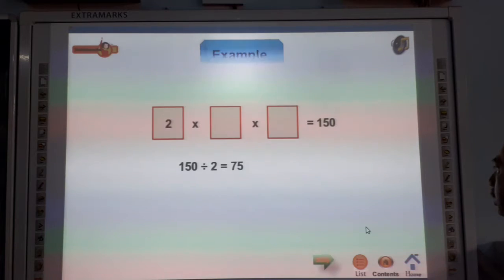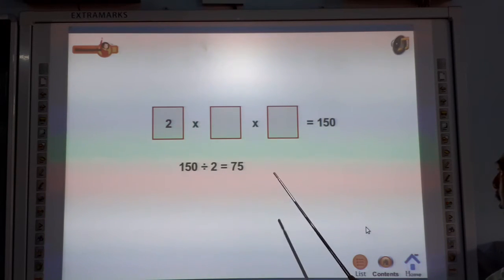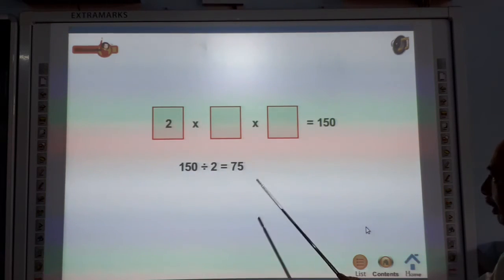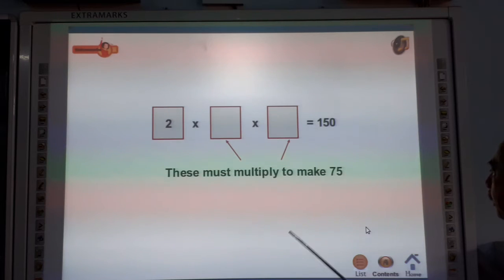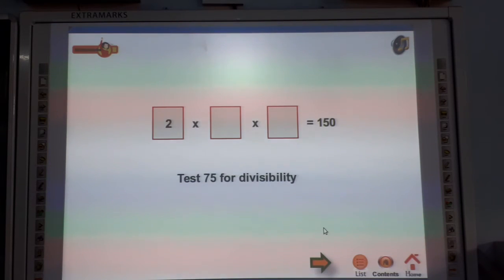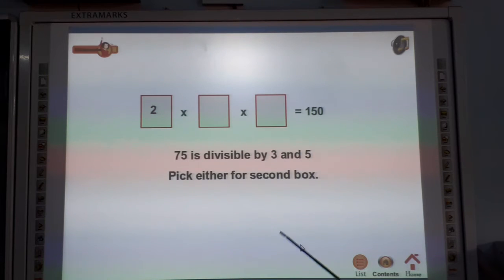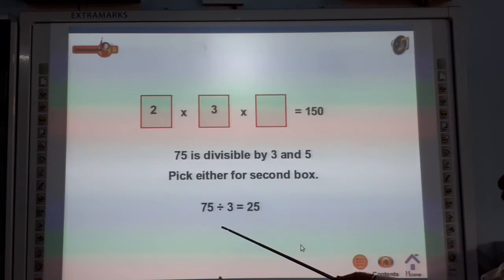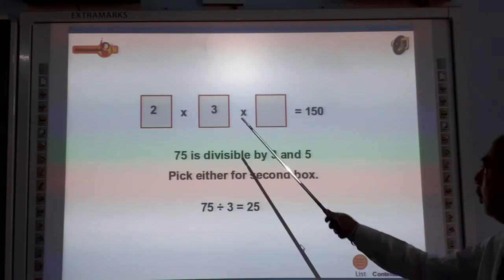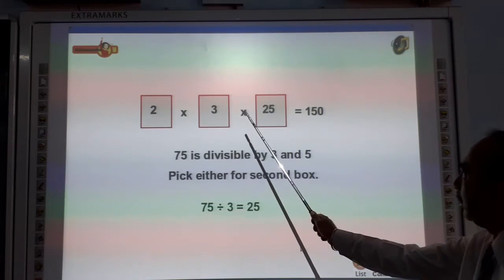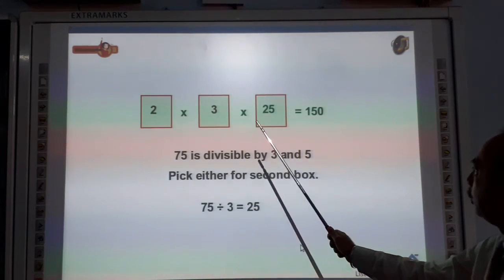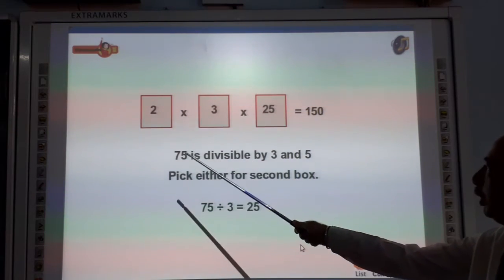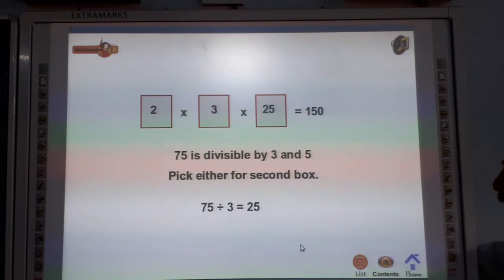So let us see the example. 150 divided by 2 is 75. 2 is written here, then 75 will be divided further. Oh, sorry, it is divisible by 3 also, so it is divided by 3 here, which gives 25. 75 is written as 3 into 25. So the product of 150 in 3 numbers is 2 into 3 multiplied by 25.